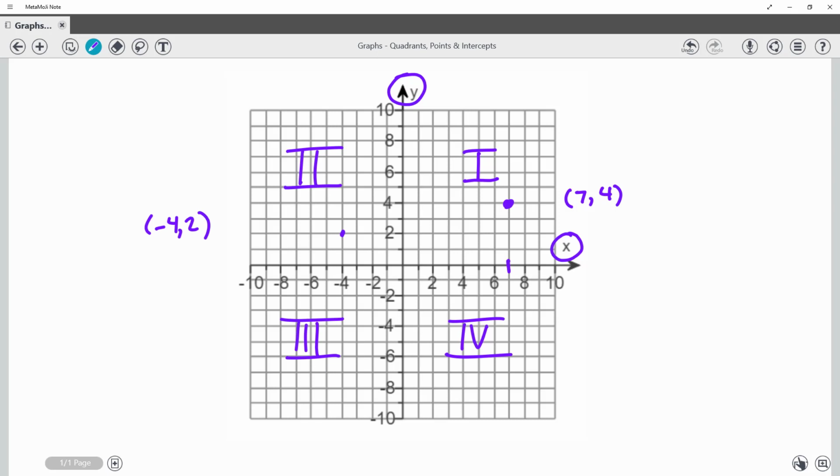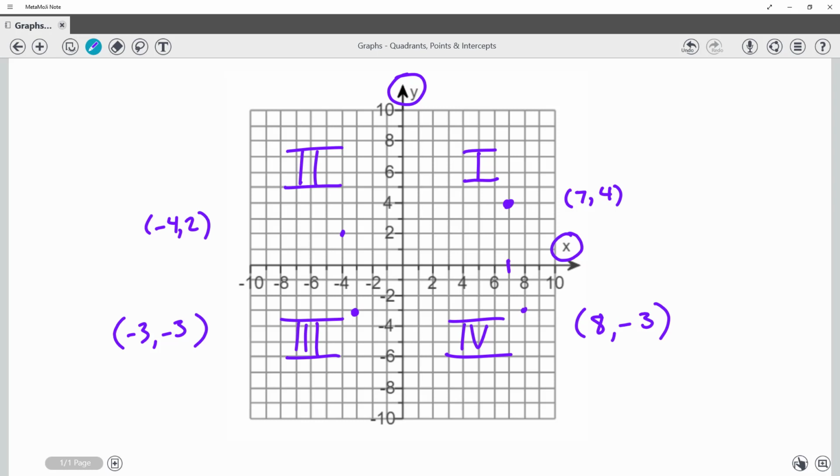In quadrant 3, we can see that both x and y would be negative. So say that's at (-3, -3). And then finally, in quadrant 4, our x value would be positive, where now our y value would be negative.